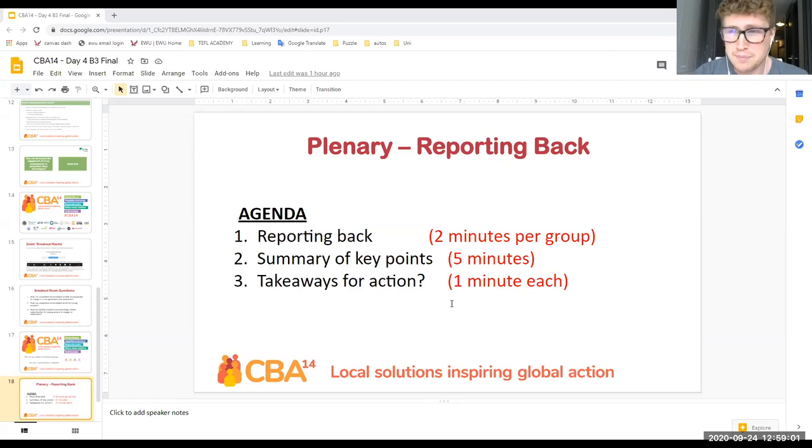So, great. Would you want to give a takeaway action, one thing that people from this meeting can do from your breakout room?